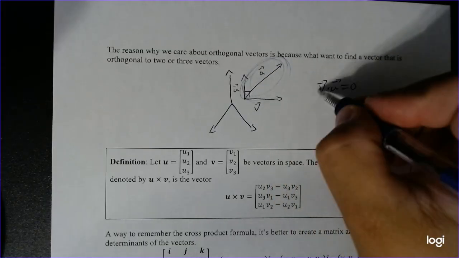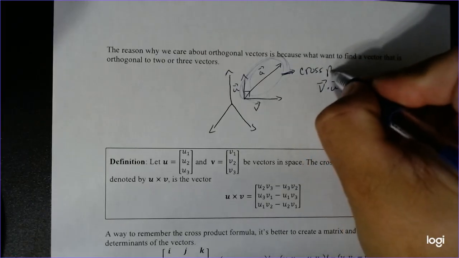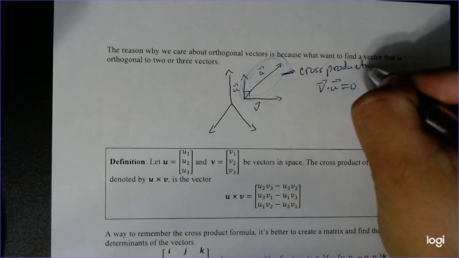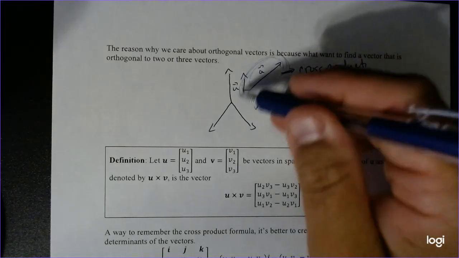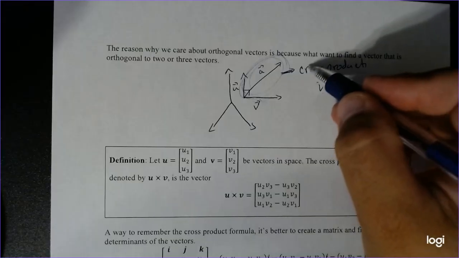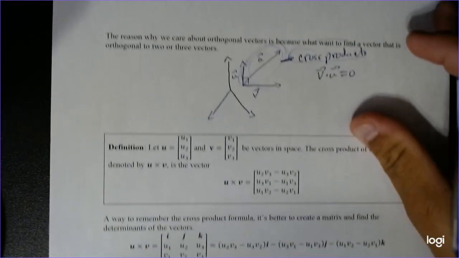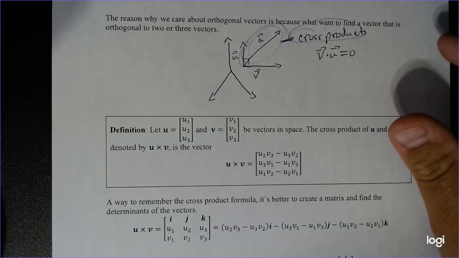And if we remember, this type of product is called the cross product. So now, these two give me a right angle, but what if I want to find another one that's also a right angle to these two here? That's how we find the cross product. And that's what's important about the cross product in linear algebra.